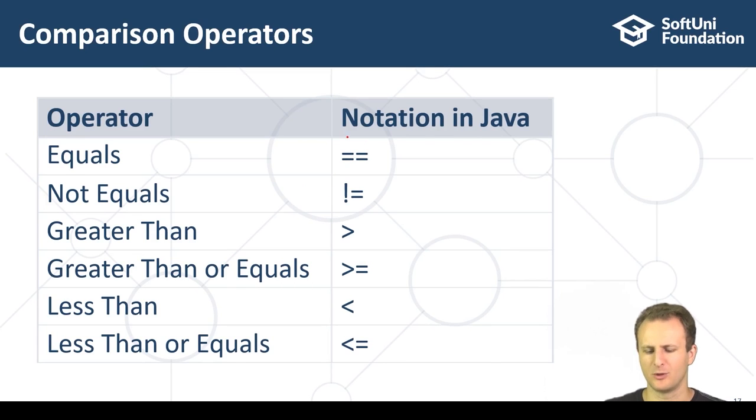Well, what are comparison operators? Well, comparison operators are a way to examine values against other values in Java. So what you have is equality checks, inequality checks, greater than or equal, less than and less than or equal. So the mathematic operations, basically. However, the way we write them is a bit different. So if you want to check for equality, you use double equal sign instead of single equal sign.